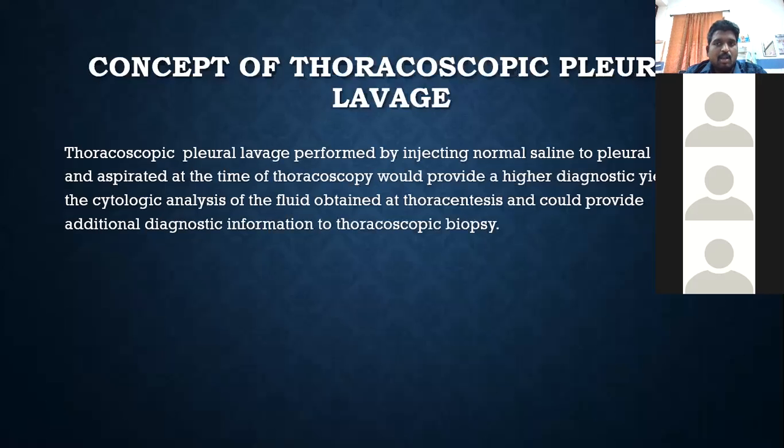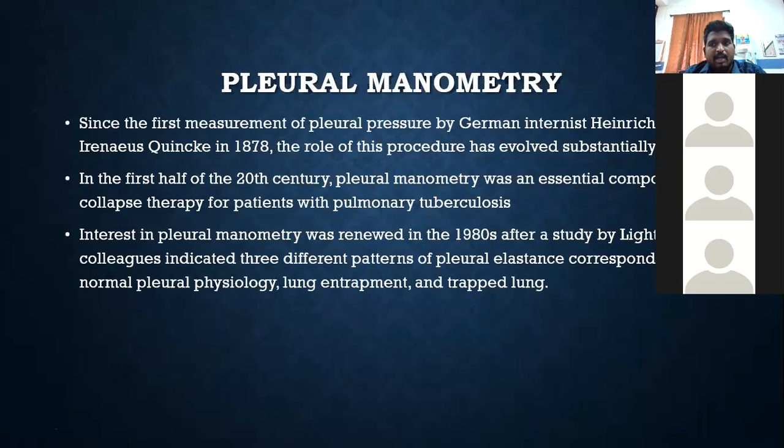The concept of therapeutic pleural lavage is performed by injecting normal saline into the pleural space and aspirating it at the time of thoracoscopy. This will provide a higher diagnostic yield, and cytological analysis of fluid obtained at thoracoscopy could provide additional diagnostic information in addition to thoracoscopy. One or two slides are remaining. This is very important, that's why I just want to concentrate on that.